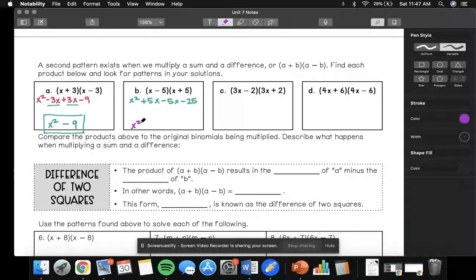Okay, simplified, x squared. That makes a 0x, so we don't need to write anything. Minus 25. Okay. If you see the pattern, you could try these problems without doing it all the way through.